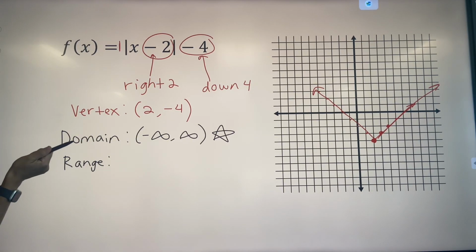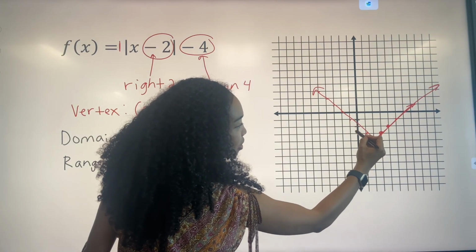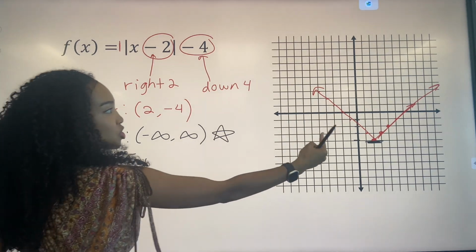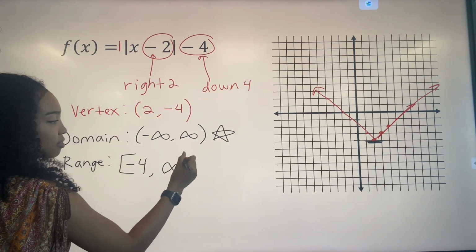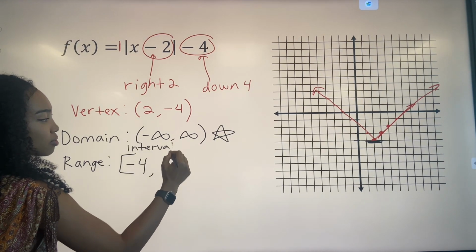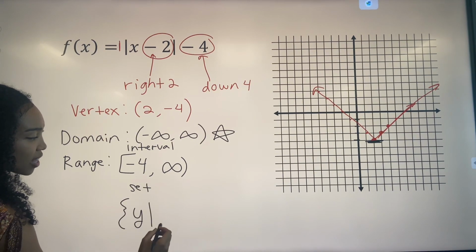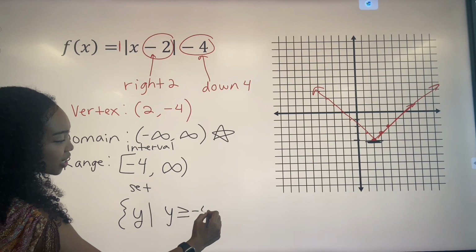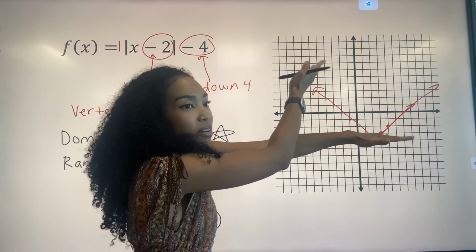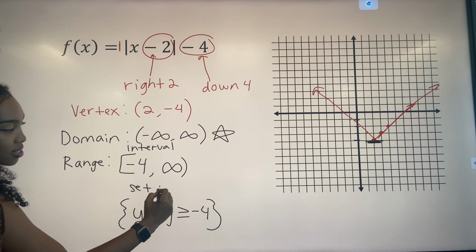Now, your range is a little bit different this time. Your range is down here at -4. So you're going to put -4 with a bracket, and then it just goes up from there. That's infinity. So guys, we call this interval notation. If you did set notation, you would say y such that y is greater than or equal to -4. Because if you notice, here is -4 and everything is above it. So we say everything is above, greater than or equal to -4. So this is set notation.